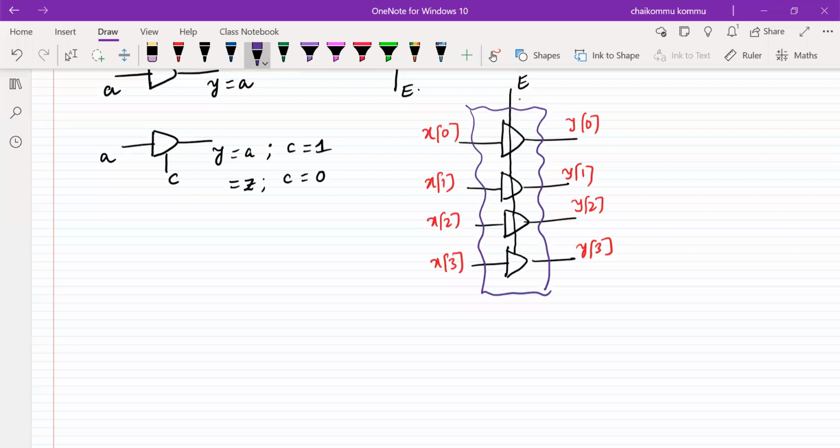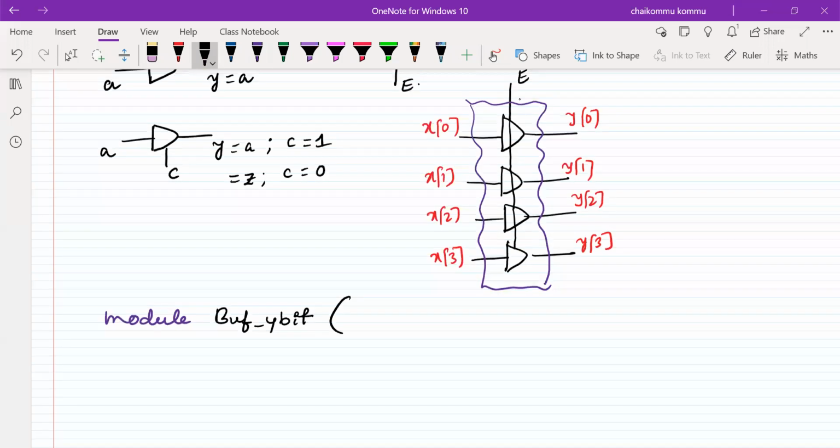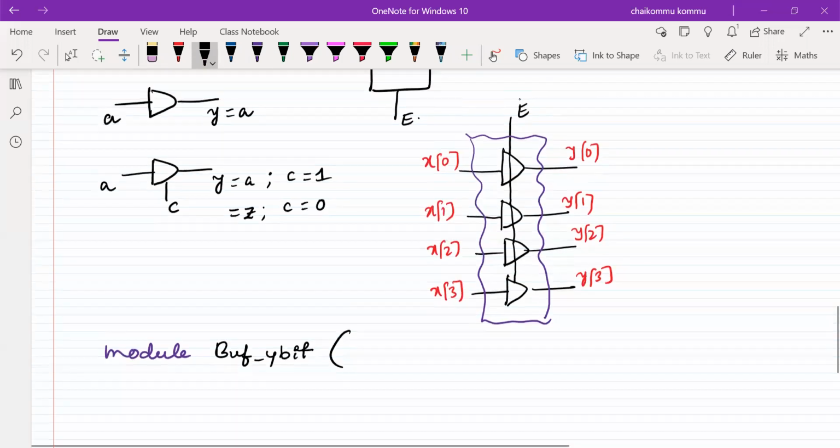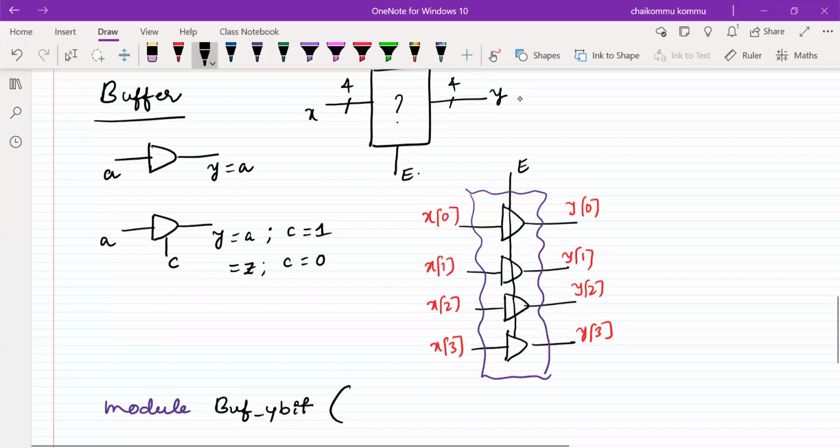So module, what is the name of this thing? For example, buff underscore 4-bit. Something like this I have written. So what are the top level module ports? X, E, Y. I'll write X, E, Y.